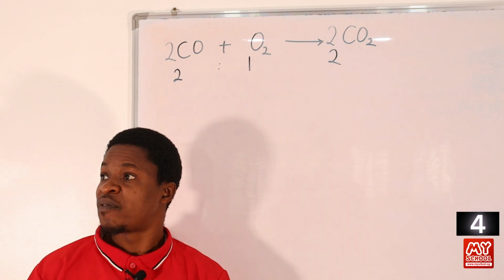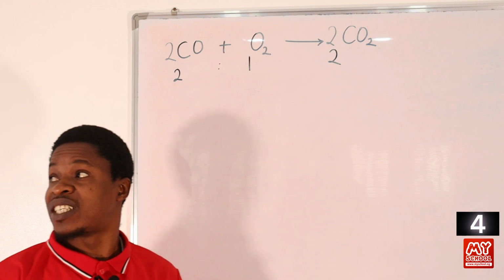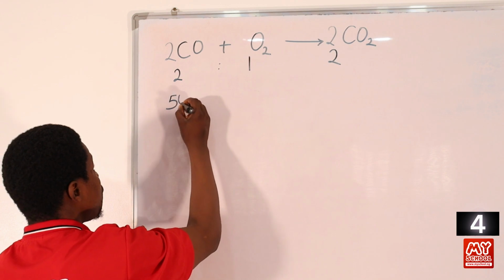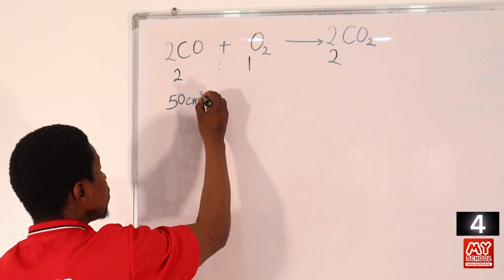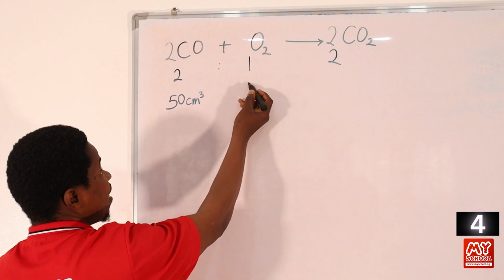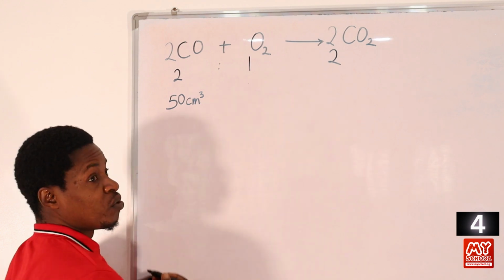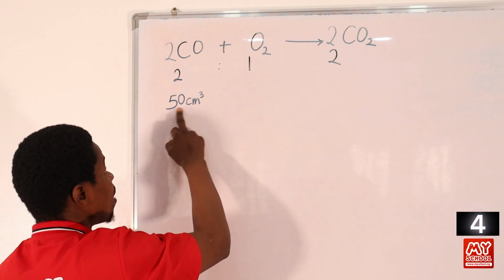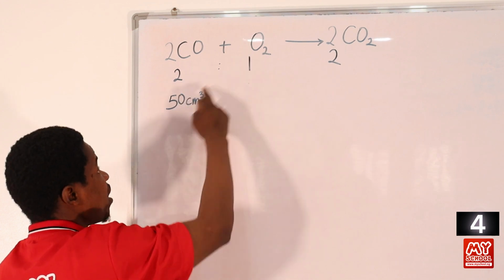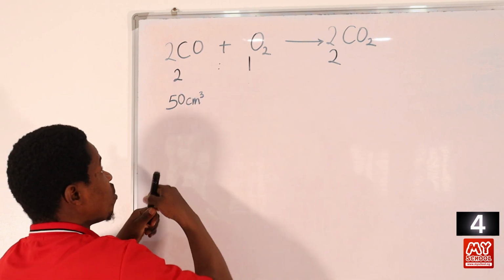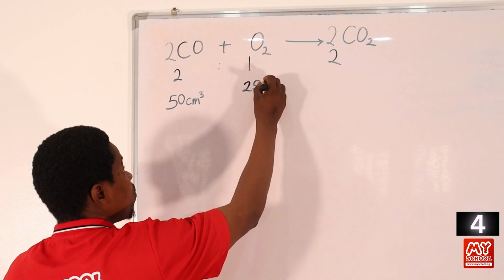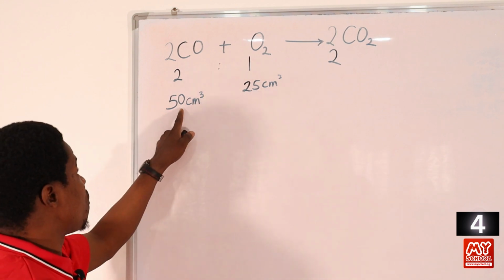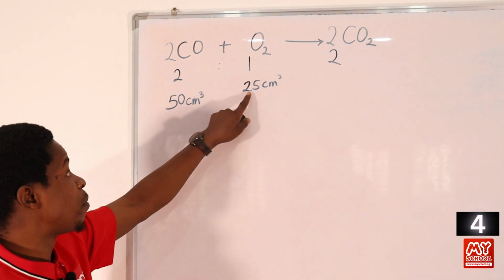But we were told that 50 cm cube of carbon 2 oxide was exploded. So if here were 50 cm cube, what is going to be this according to Avogadro's law of proportion? We have ratio 2 is to 1. If here is 50, then half of this will be 25 cm cube. If 2 is to 1 is the combining ratio, and here were 50 cm cube from the question, then this should be 25 cm cube.